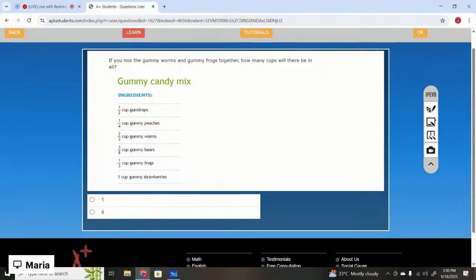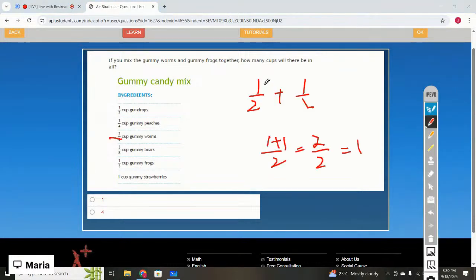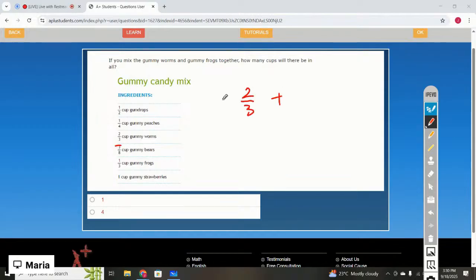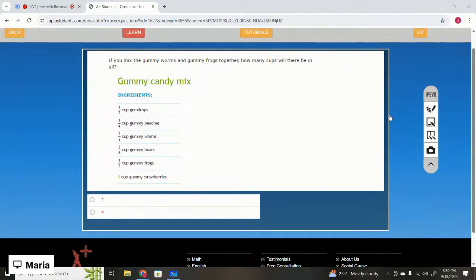If you mix gummy worms and gummy frogs together, how many cups will there be in all? Gummy worms, 2/3 cup, and gummy frogs, 1/3. 2 plus 1 is 3, so 3/3 is 1. Option number 1 is the correct option.